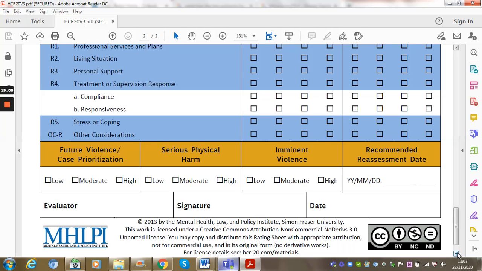Recommended reassessment dates, well, if this was a real assessment, then you'd be saying it in 6 months' time or a year's time, but because this is a form of assessment for your college work, you don't need to fill in that box. Evaluator is your name, your signature, and the date on which you fill it in. And you can use the printed out version of this as a crib sheet to help you go through the presentation. So you can be referring back to this as a set of notes.